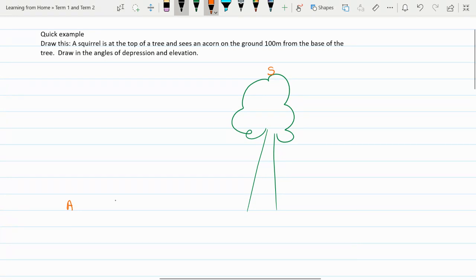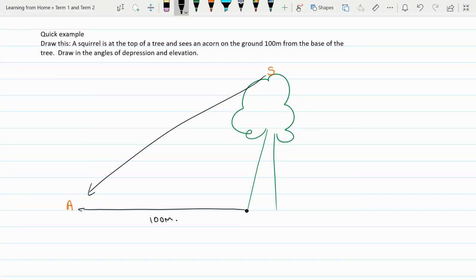Okay, now part of these problems is being accurate with what you're labeling with what. So this says the acorn is 100 meters from the base of the tree. So here is the base of the tree. So this is 100 meters. Do not think that it's 100 meters from the squirrel like this. That means you haven't paid attention to the problem. So that is wrong. We'll get rid of that.